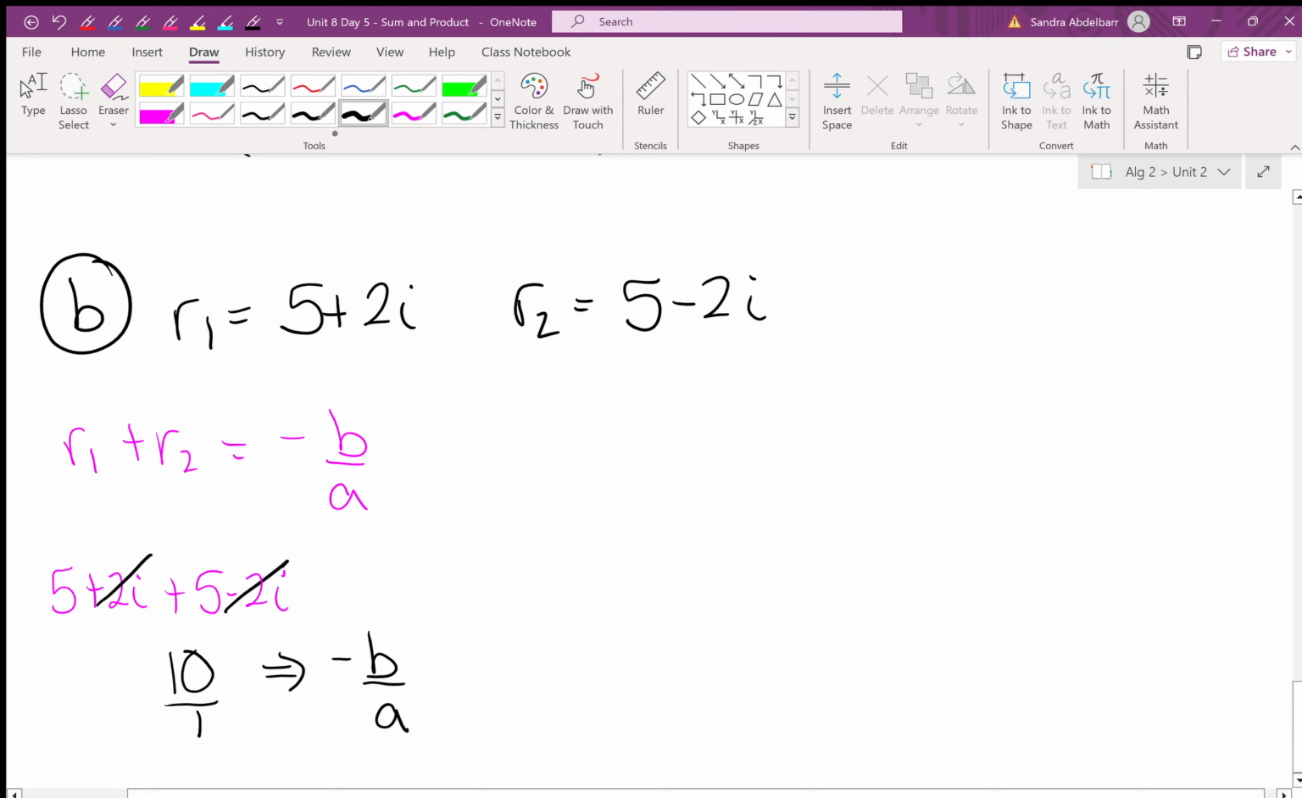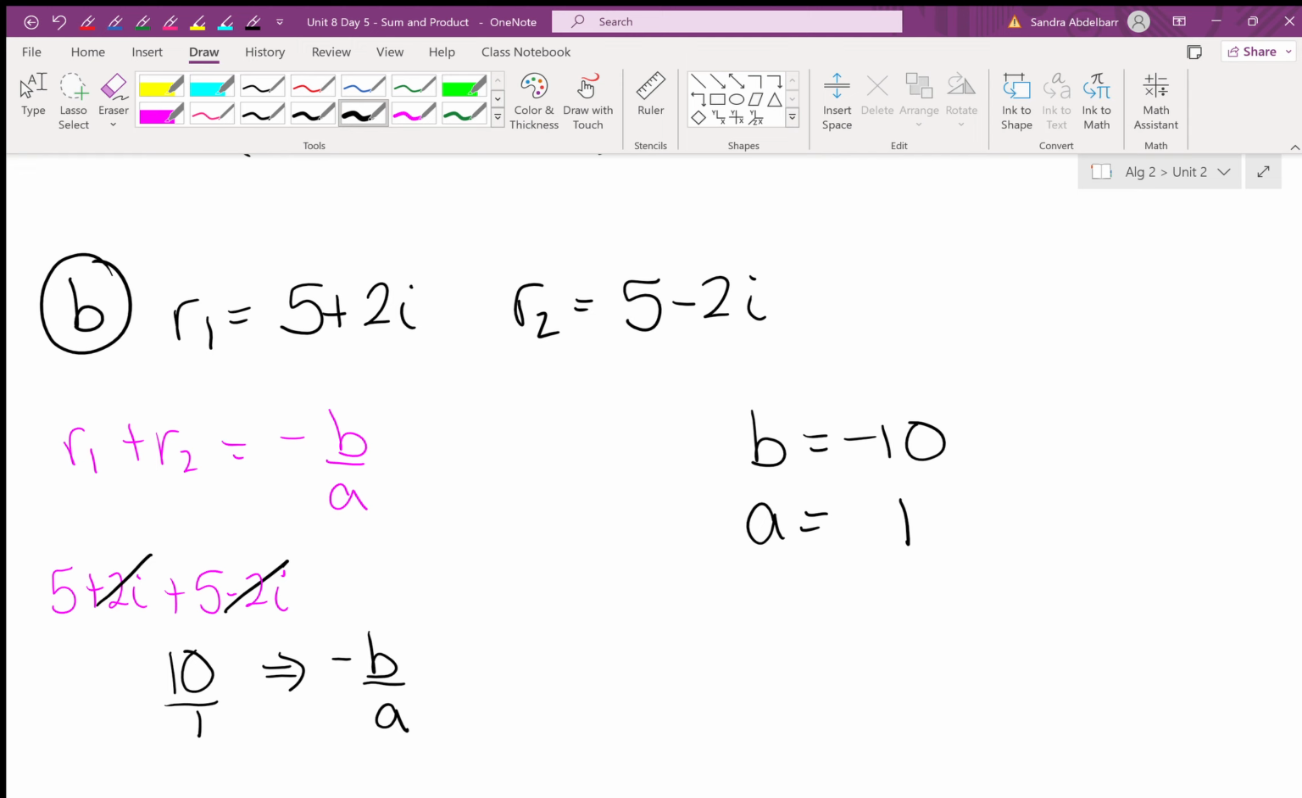What does that mean for us? B is what number, David? B would be negative 10. You got it. And what about A, David? Just 1. All right, so that gets us B and A.